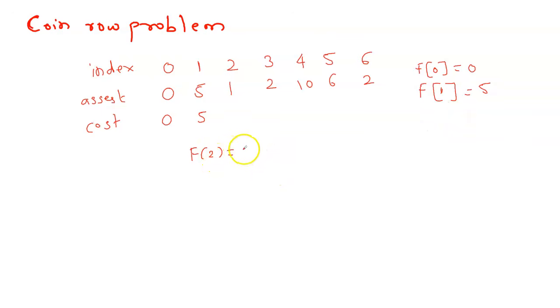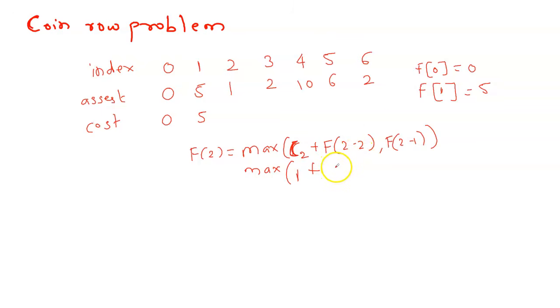So for n greater than 1, we have the recurrence relation: max of the cost of the second coin C2 plus f of n minus 2, comma f of n minus 1. Here n is 2, so that is max of C2 plus f of 2 minus 2, comma f of 2 minus 1. What is the second coin's cost? It is the asset, which is 1. So it is 1 plus f of 2 minus 2, which is f of 0.